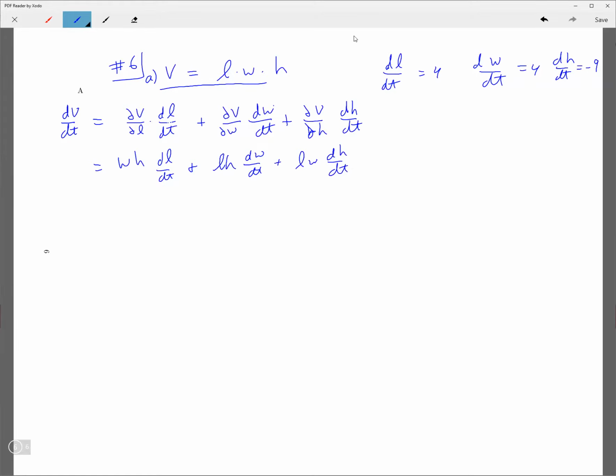Now they say that L is 3 and W and H are both 8 at that instant. So you put an 8 in for W and 8 in for H, and dL/dt is 4. Then L and H, so that's 3 and 8, and dW/dt is 4. Then you have L and W, so that's 3 and 8, but this one is -9, right? Okay, so you just add those together.